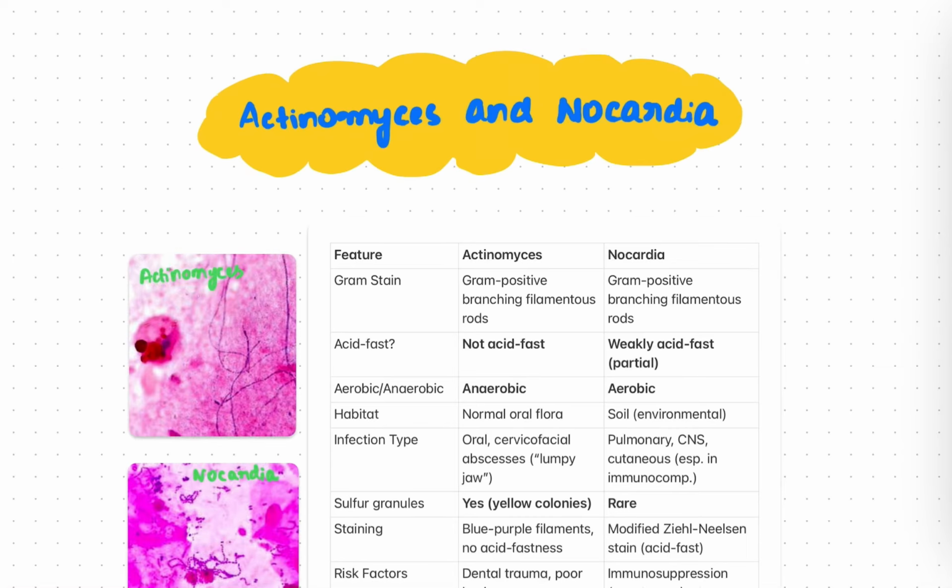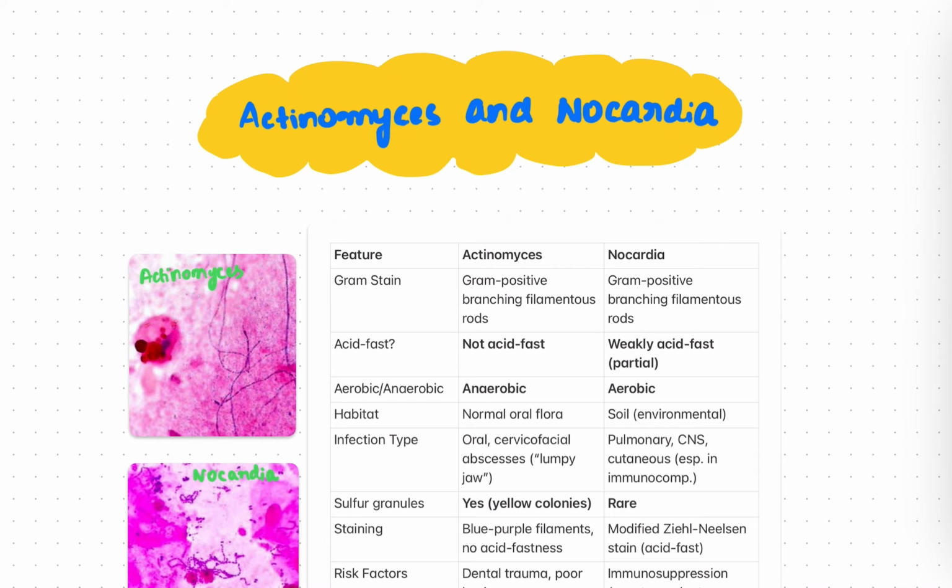Hello everyone, in this video we are going to discuss Actinomyces and Nocardia. These two are gram-positive branching filamentous rods. What is the differentiation between these two organisms? We will see in this video.